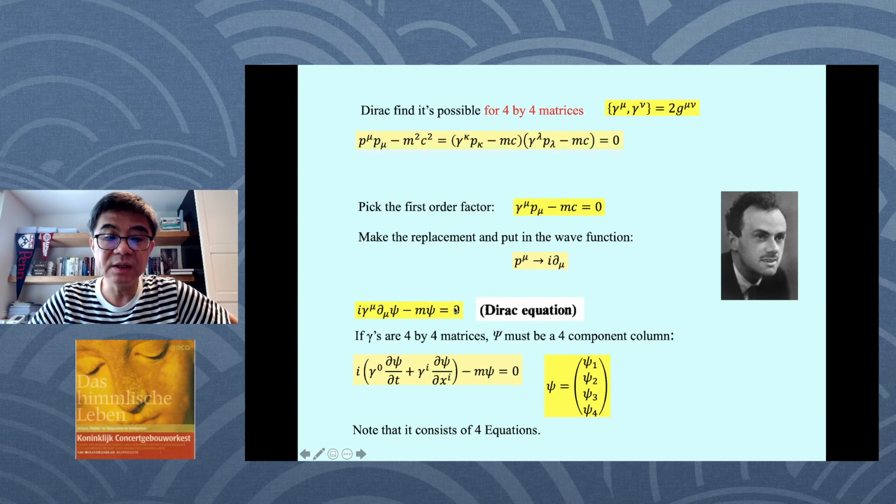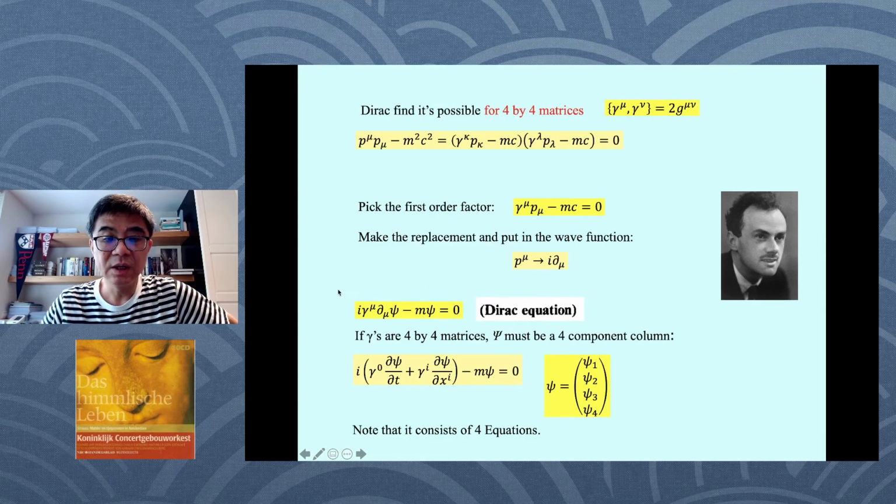Of course, again, it's an operator. It needs to act on something. But what else could we put in instead of just the wave function? Therefore, we put in a psi, we get this equation. Ladies and gentlemen, that's the Dirac equation. i gamma mu partial mu psi minus m psi equals 0.